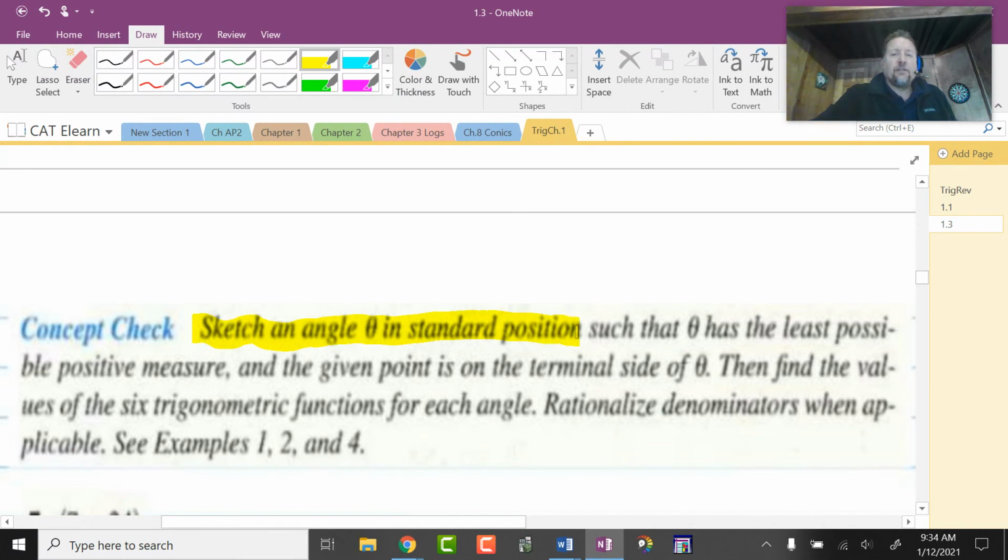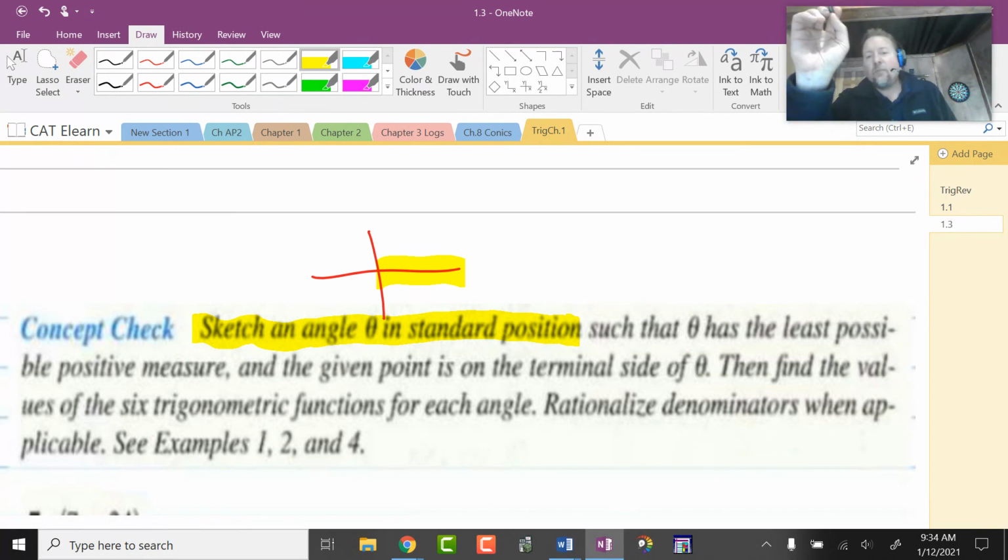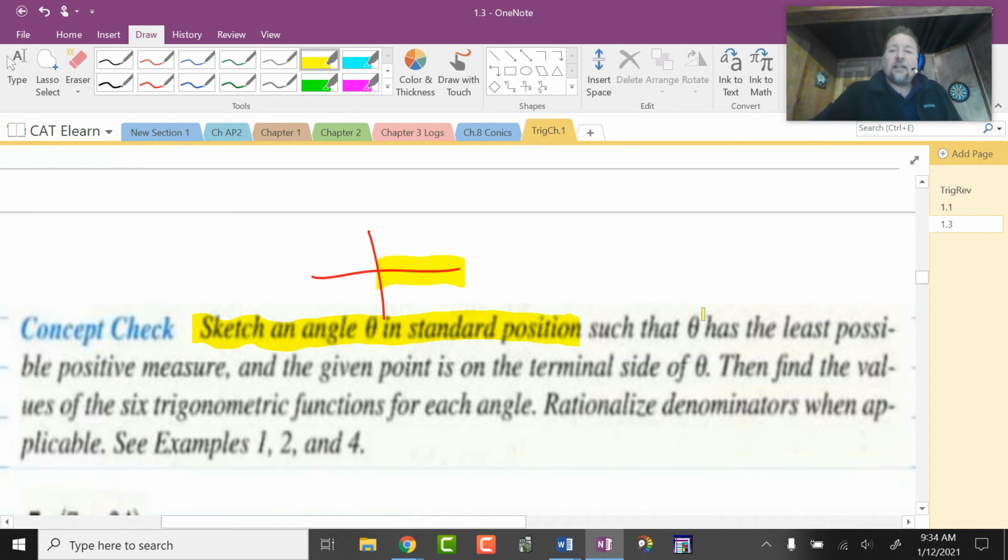Sketch an angle in standard position. Remember what standard position means. You start at the positive x-axis, and we're going to go in a positive direction, which is counterclockwise, such that theta has the least positive measure. We're not going to do more than one rotation. And the given point is on the terminal side of theta. That's what's important, and I'll really make a point of that when we see our first example. Then find the value of the 6 trig functions. Then we will have to rationalize denominators sometimes.